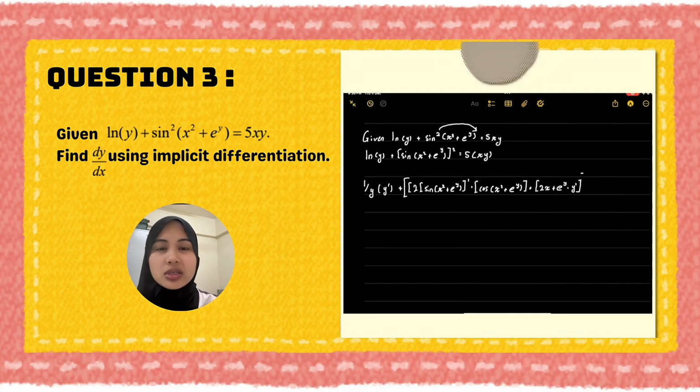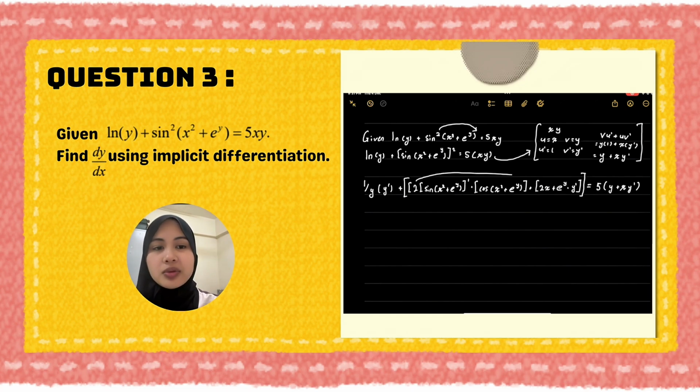And then I differentiate the right side also. This one uses the product rule because it has two variables. The formula of the product rule is vu' plus uv'. After I calculate it, we get y plus xy prime. And then these two I multiply with 2x plus e^y y prime.